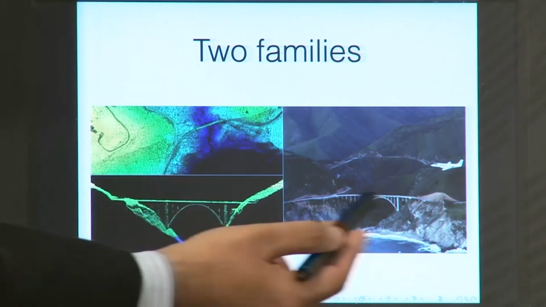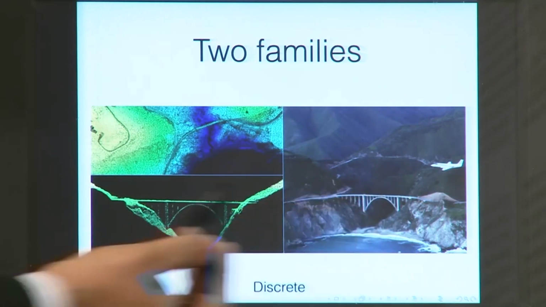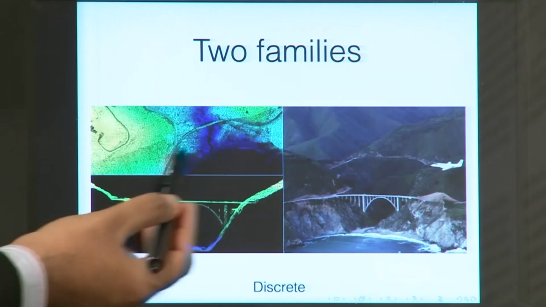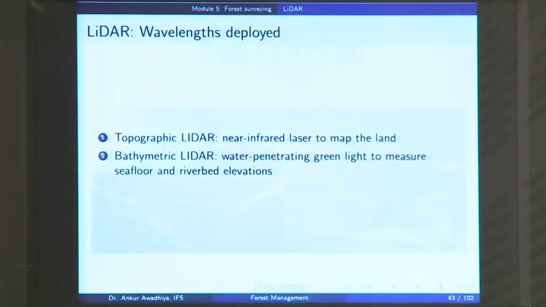So, you can measure and get a waveform, or you can get discrete measurements, in which case, for example with a bridge, you are getting measurements at each and every one of these points, and so you get this cloud-like pattern of points. So, these are the two different families of measurements that are made use of.